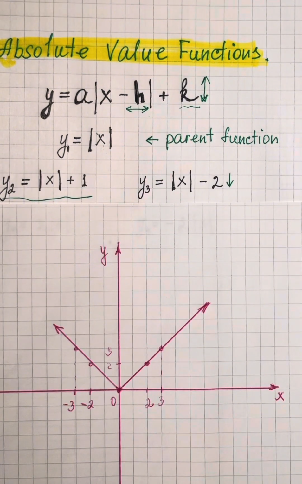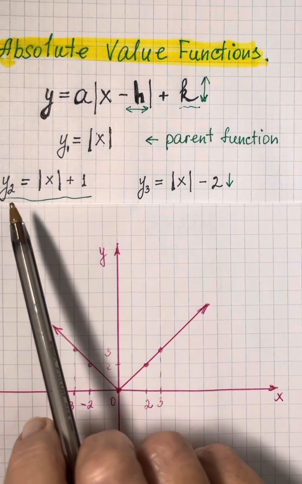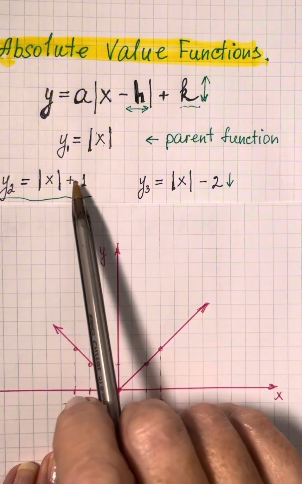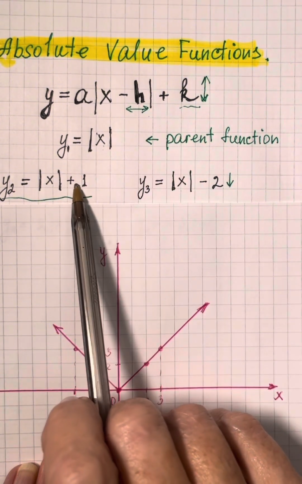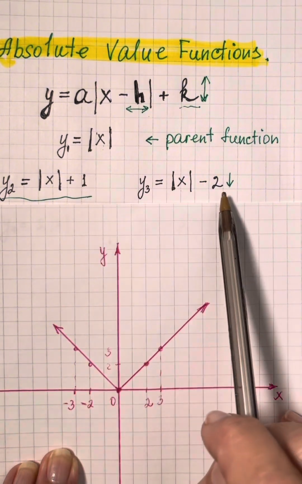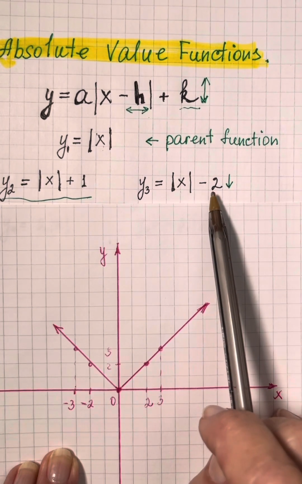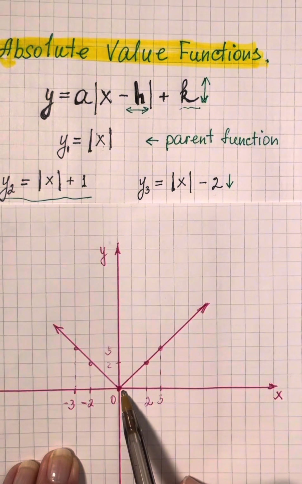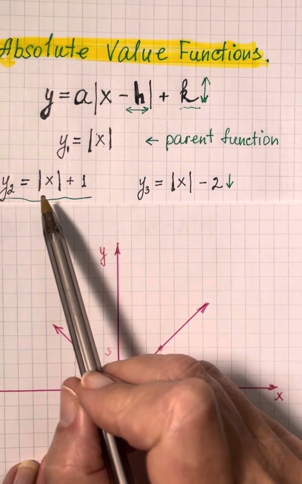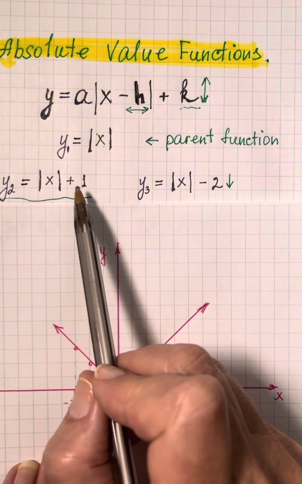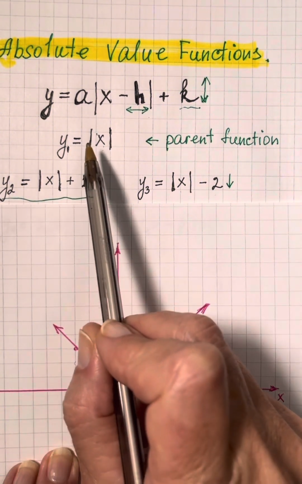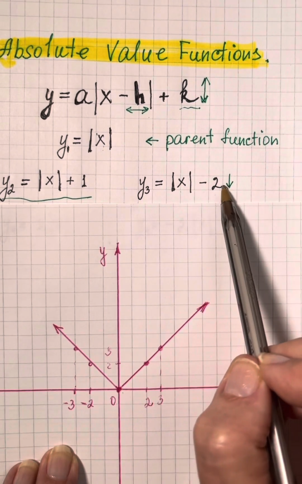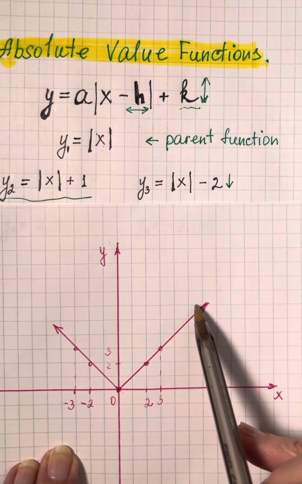Now we're going to graph those two functions. As you see, what is different compared with the parent function is that we're adding one in one and subtracting one in the other. So what do you think happens with this parent function? In the first case, the value of y will be shifted 1 unit up. In the second case, the value of y will be shifted 2 units down.